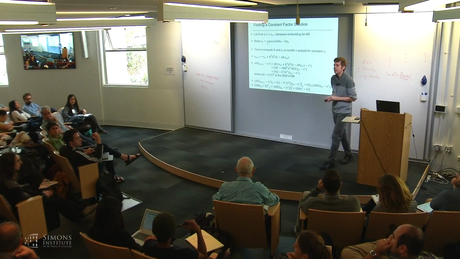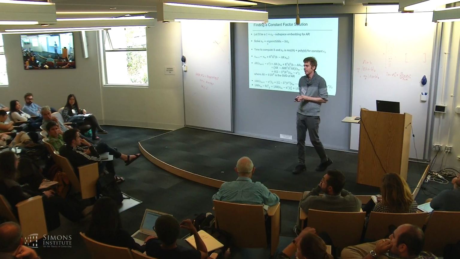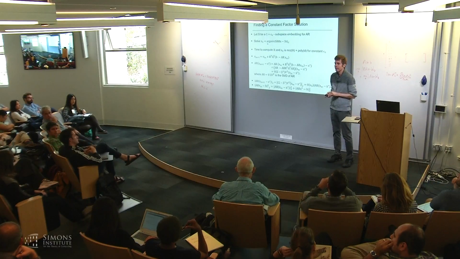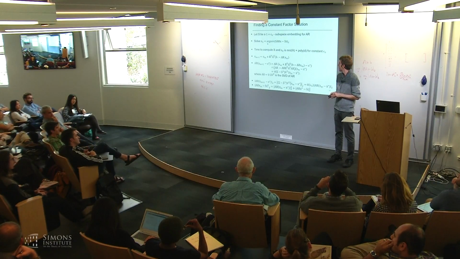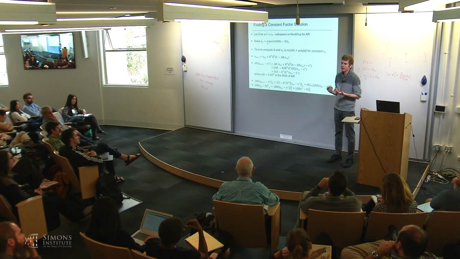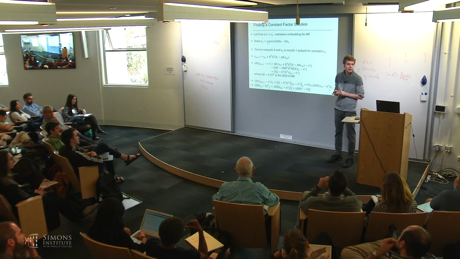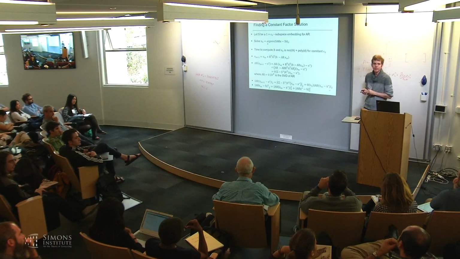Question: you are first using sketch S to compute R, and then you're using some other sketch to compute this x naught. Yeah, I mean, you can use the same one and then do a union bound. Yeah. Okay. Any other questions?